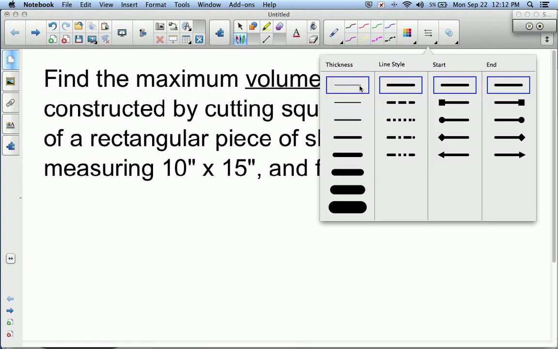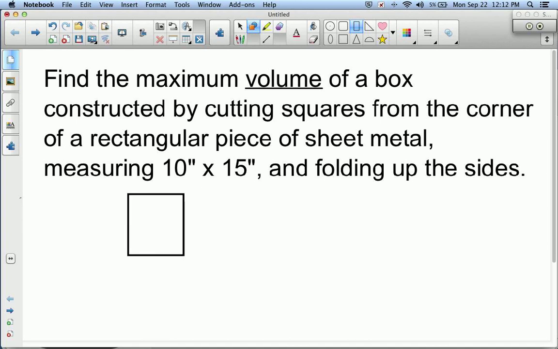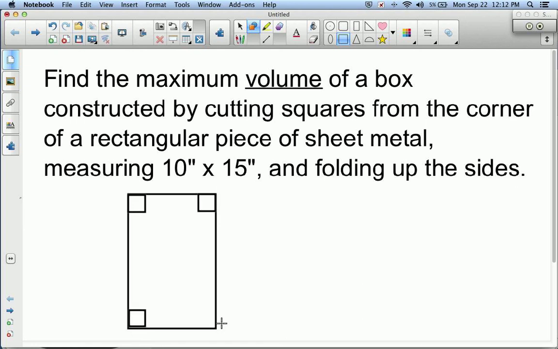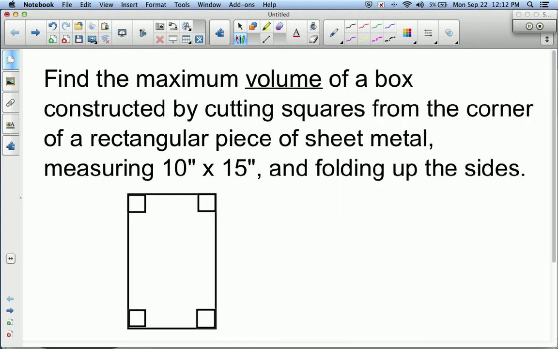We're going to give ourselves a nice little diagram to go with this. We're talking about cutting squares from the corners of a rectangular piece of sheet metal. So let's get this rectangular piece of sheet metal here. There it is, and we're going to cut squares out of the corners. The idea here is that each corner square is going to be the same size. We're going to label each of those an unknown length. They're all going to be x by x squares.